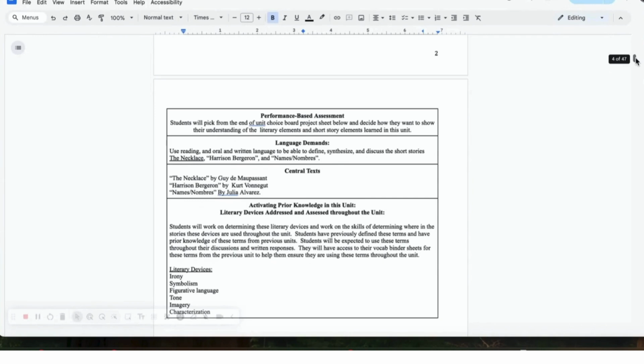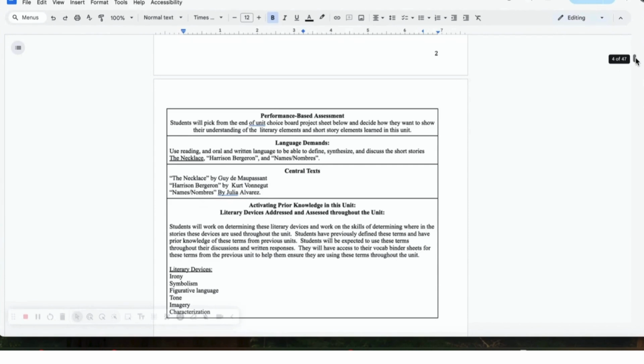There was a lot of modeling thinking that goes on in this unit. But through this unit, students work on determining these literary devices and work on the skills of determining where in the story the devices come up. They had to define these terms in their vocab binder, which uses the vocab binder sheets that have a column with the word, the definition in their home language, the definition in English, and a picture that goes with it, and also using it in a sentence.